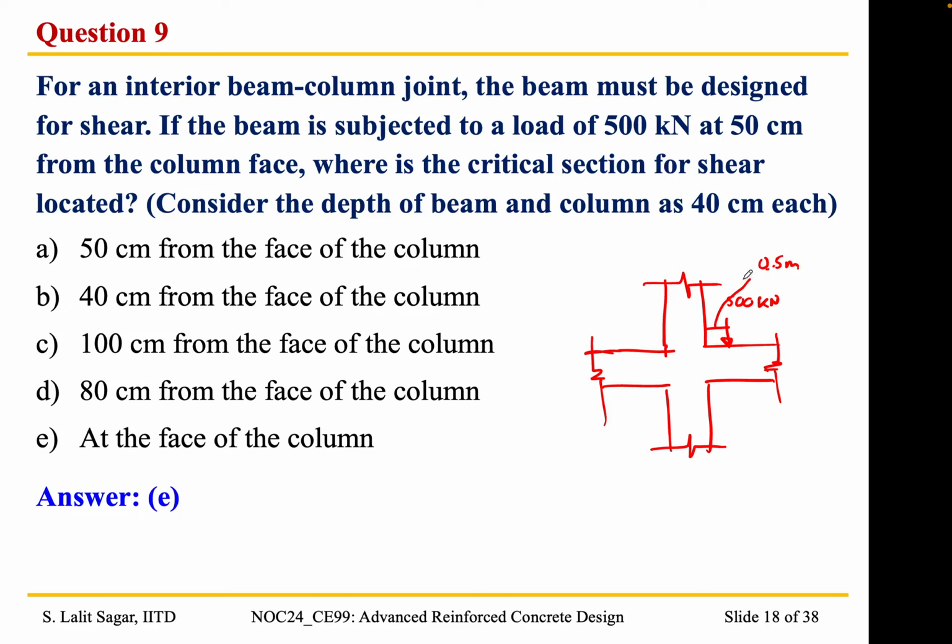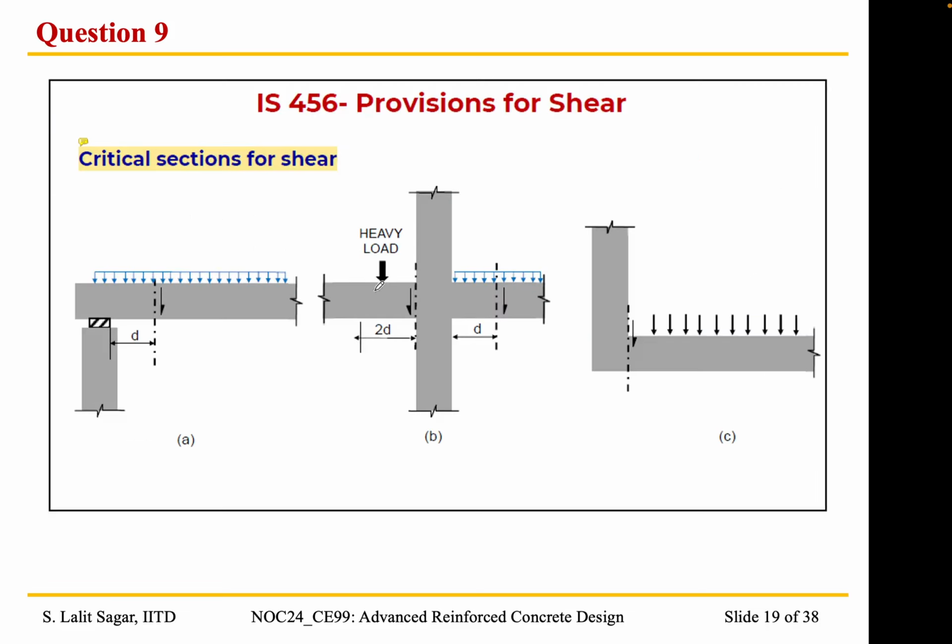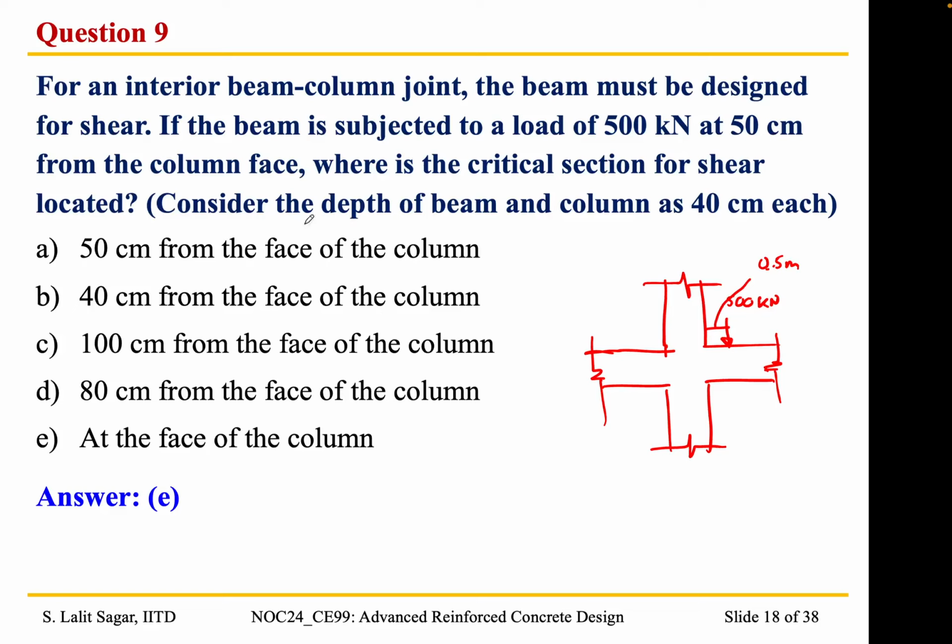As per the IS code, whenever there is a heavy point load acting on the beam within a distance of 2d, what would be the value of 2d? We have the overall depth of the beam, let me mention with the suffix b, db is 400 mm. If we consider an effective cover of 50, the effective depth would be 350 mm, and 2d would be 700 mm or 0.7 meter.